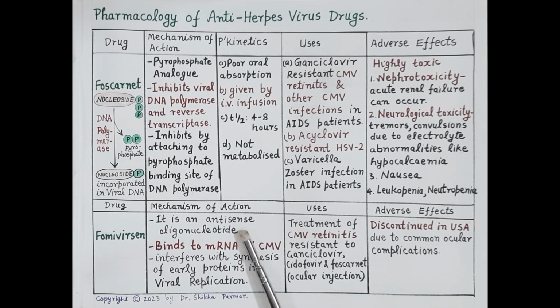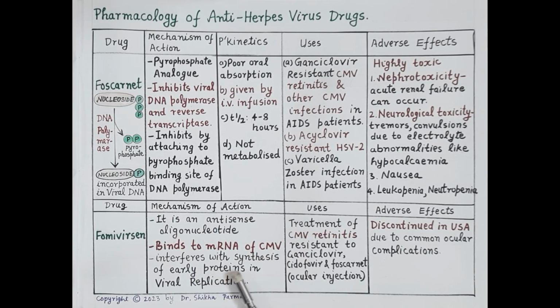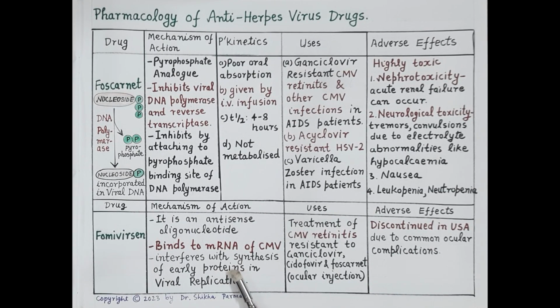of virus. Now, Fomivirsen binds to messenger RNA of cytomegalovirus and thus it interferes with the synthesis of viral early proteins like, for example, it interferes with the synthesis of viral DNA polymerase. It interferes with the synthesis of viral kinases which are required for the replication or multiplication of virus. So, Fomivirsen prevents viral multiplication by binding to messenger RNA of cytomegalovirus.